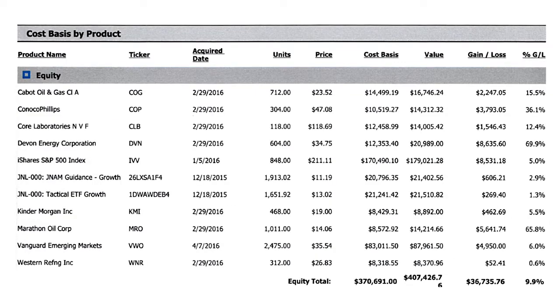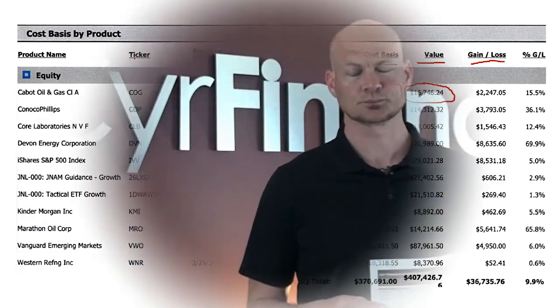The last section is the cost basis by product. This section shows all of the unique individual investments that are in your portfolio as of the statement date. This report shows the ticker symbol, the day you acquired the stock or fund, the number of shares or units you own, the price you paid, the total cost basis, the current value, as well as the gain or loss. For this particular example, you purchased $14,000 worth of Cabot Oil and Gas. Today, its value is worth $16,000, and you've earned $2,200 or 15.5%.